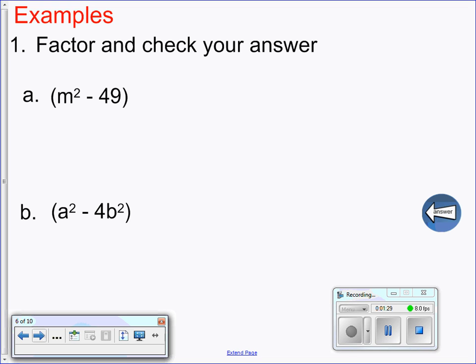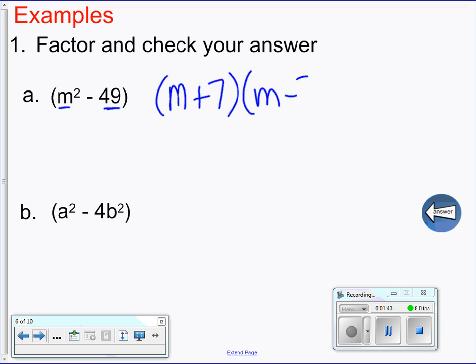All right, so for example, m squared minus 49. M squared is a perfect square. 49 is a perfect square with a subtraction in between. So factor: m plus 7, m minus 7. That's all you have to do.